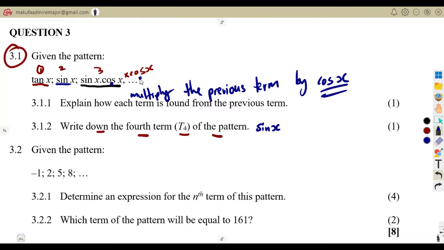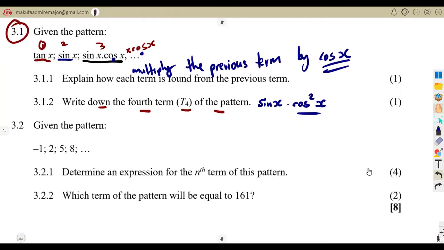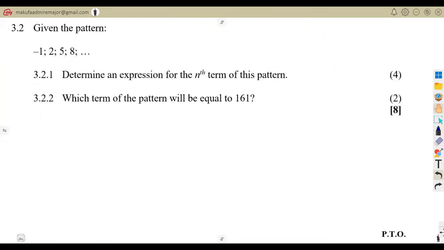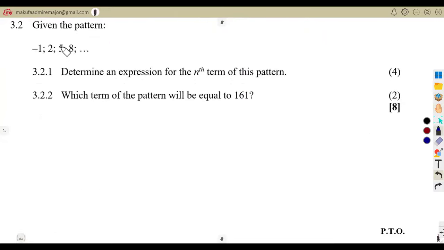Cos of x times cos of x is going to give us what? Cos squared x. So that's our fourth term. Then from this, given the pattern minus 1, 2, 5, 8, determine an expression of that and see what we have there. Let's start with the difference first.